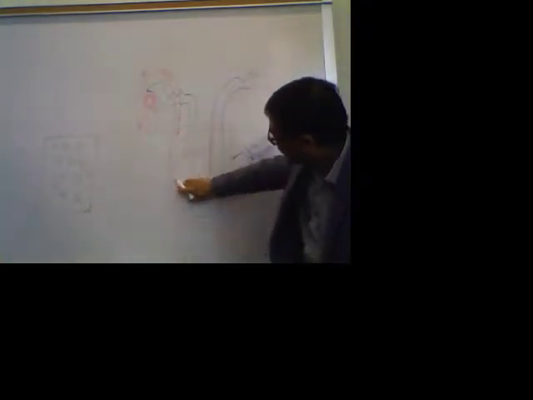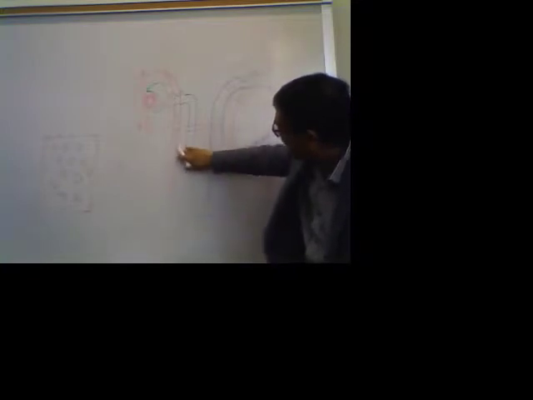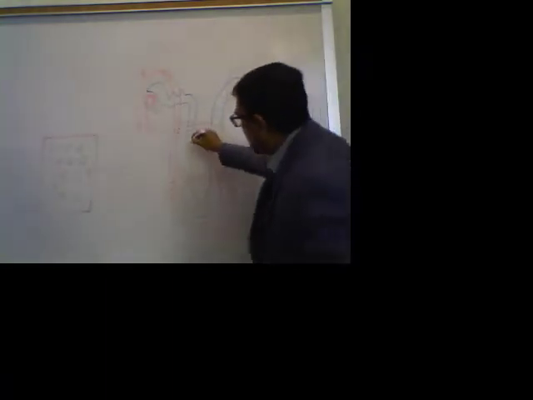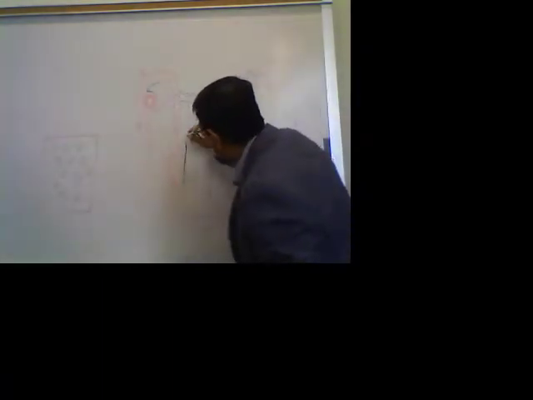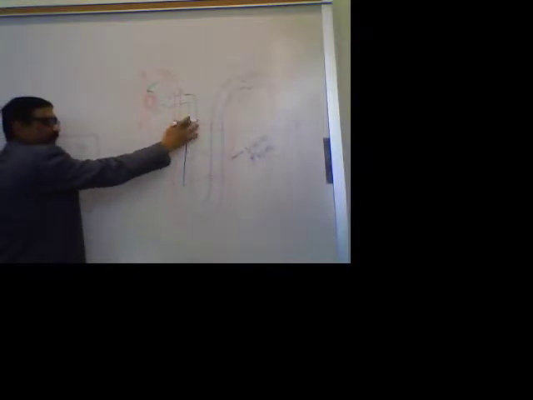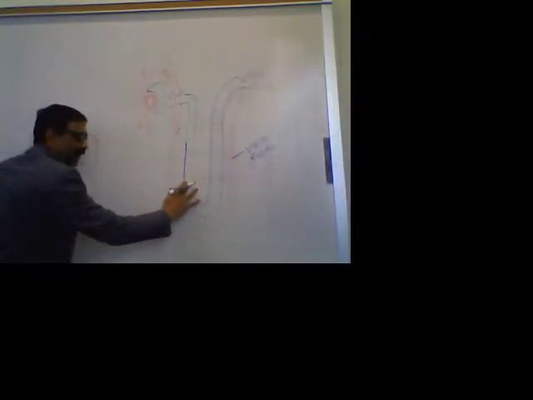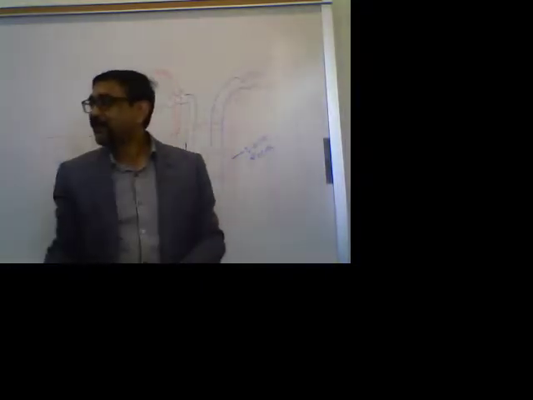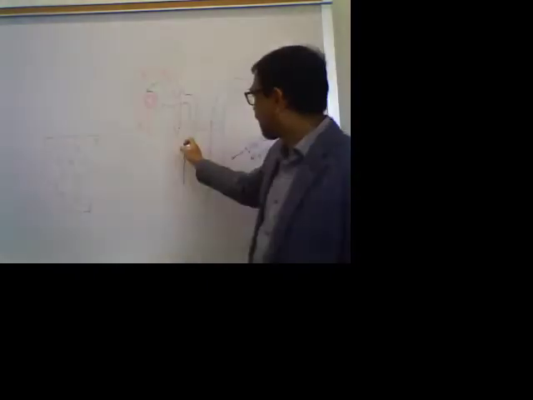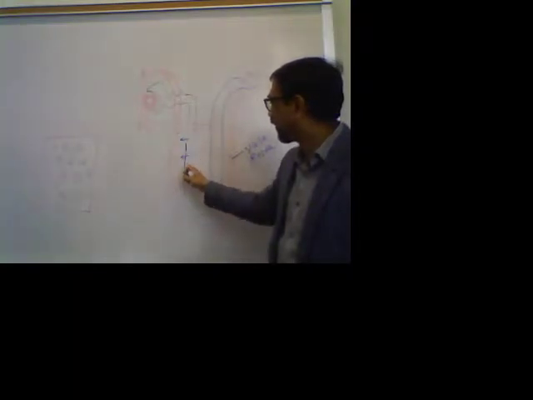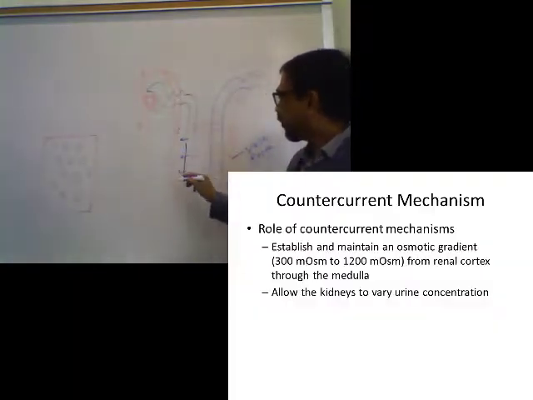Now, what happens here? You already know that when the fluid passes through the descending limb of loop of Henle, in this part, reabsorption of what occurs? Water, very good. Only water, right? Okay, so water gets out.